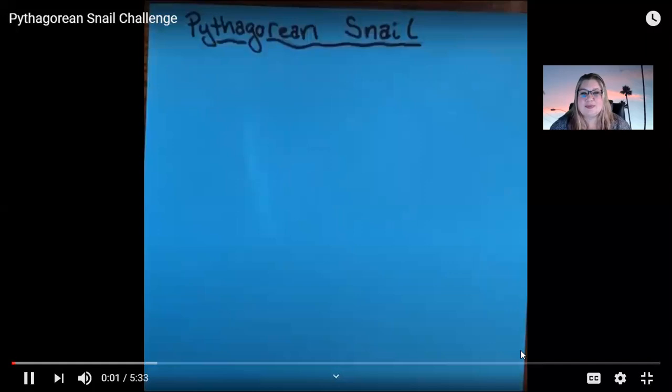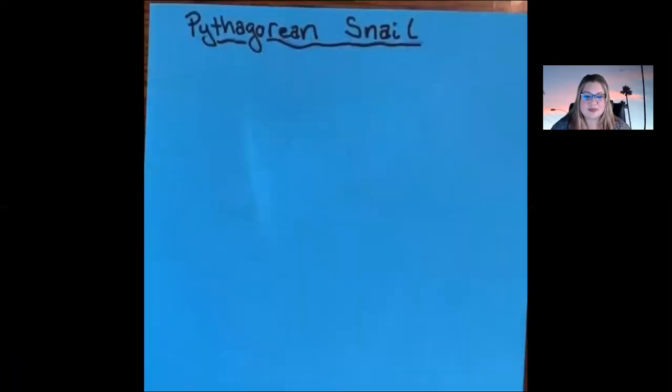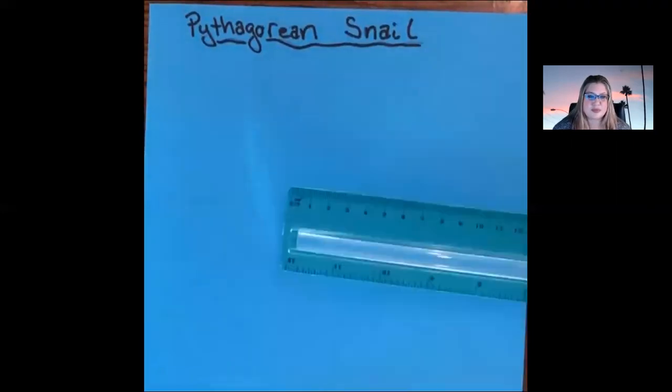All right, so today we're going to work on creating a Pythagorean snail. So the idea is you start with a right angle where both the lengths are the same size. Well, you're thinking to yourself, I don't have a compass, how do I do a right angle? Well, there's several ways you can do it. You can use the angle of your ruler.